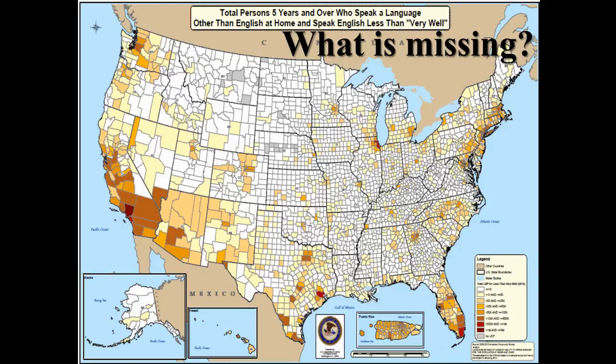Now, this is also a trick question. There is a title, there is the legend, there is a scale, and there is a compass rose.